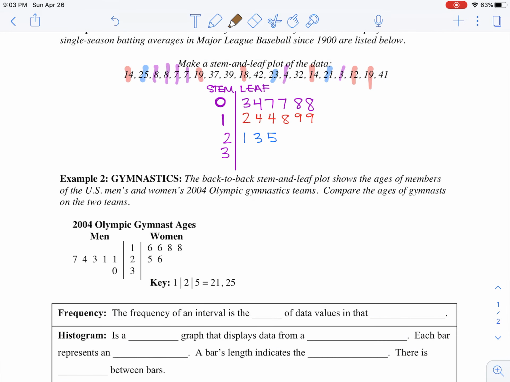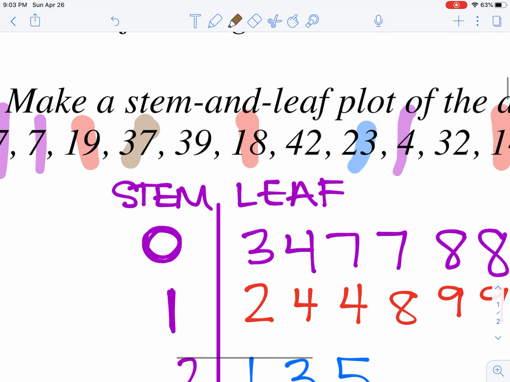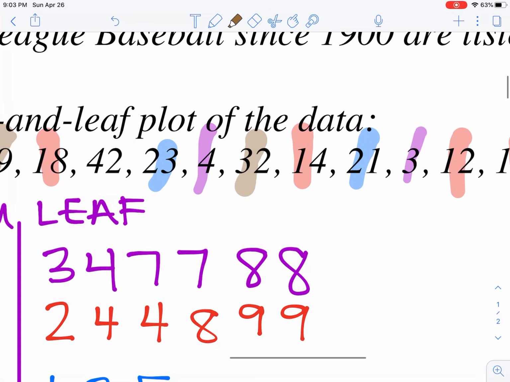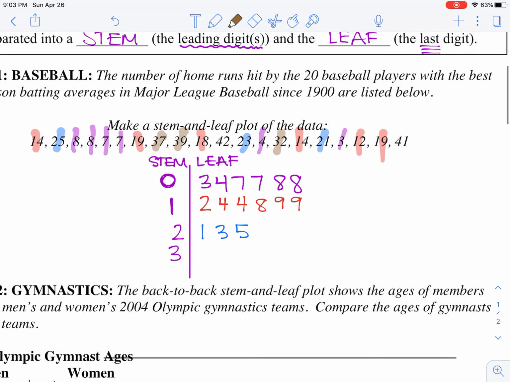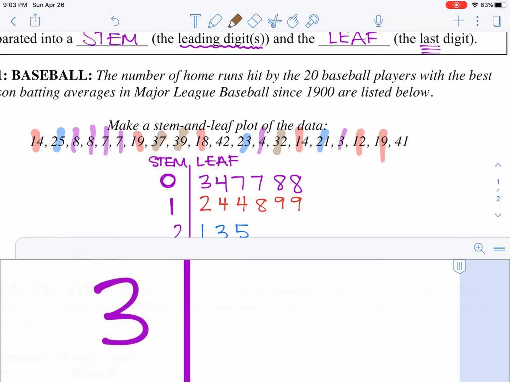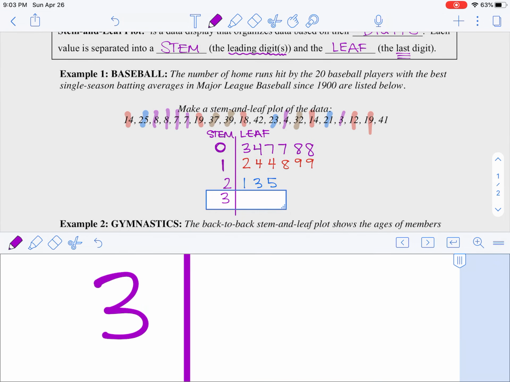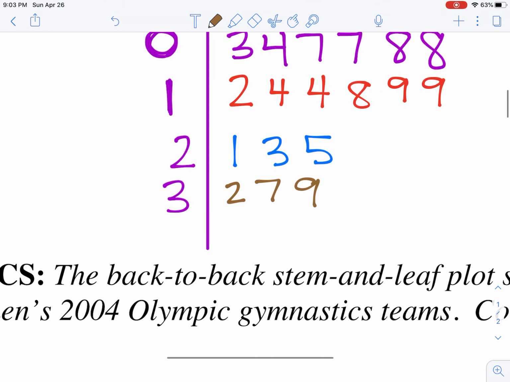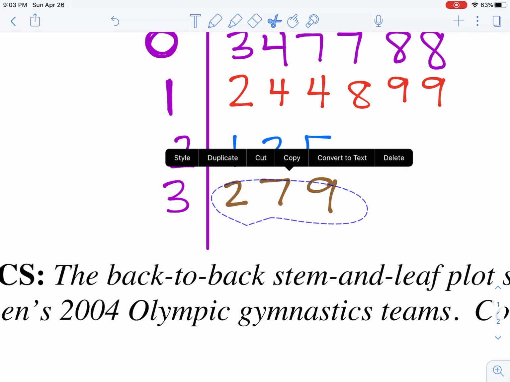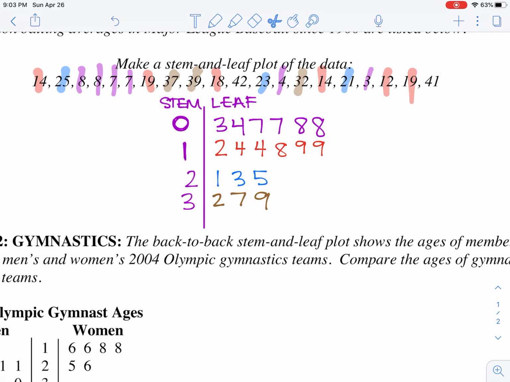So if we're looking for things that have a leading digit with a 3, so that's the tens digit again, that would be 37, 39, 32. So again, I'm writing it in order. So 2, 7, and 9. And the order piece isn't always a necessity. I'm doing it more so that in the future, if ever you were using your stem and leaf to find the median, then that piece would already be done for you.